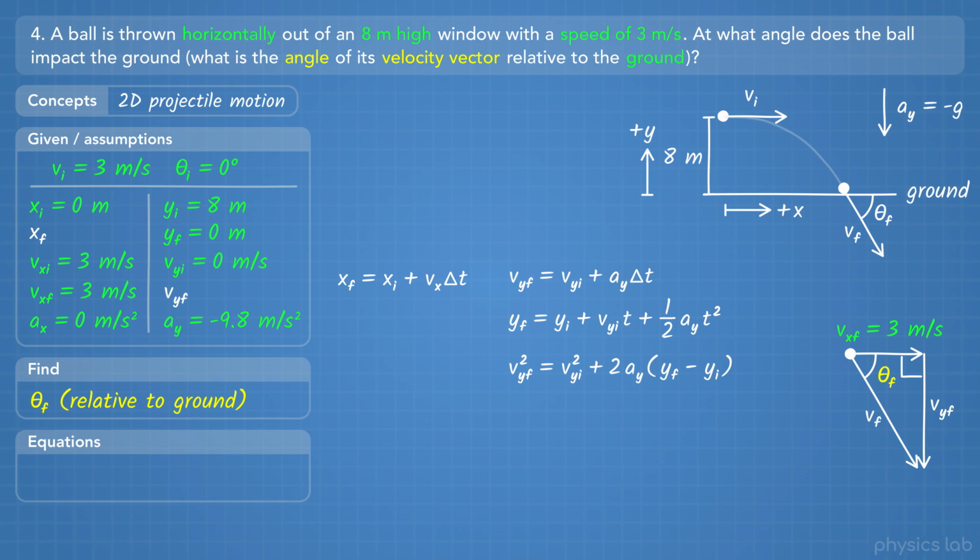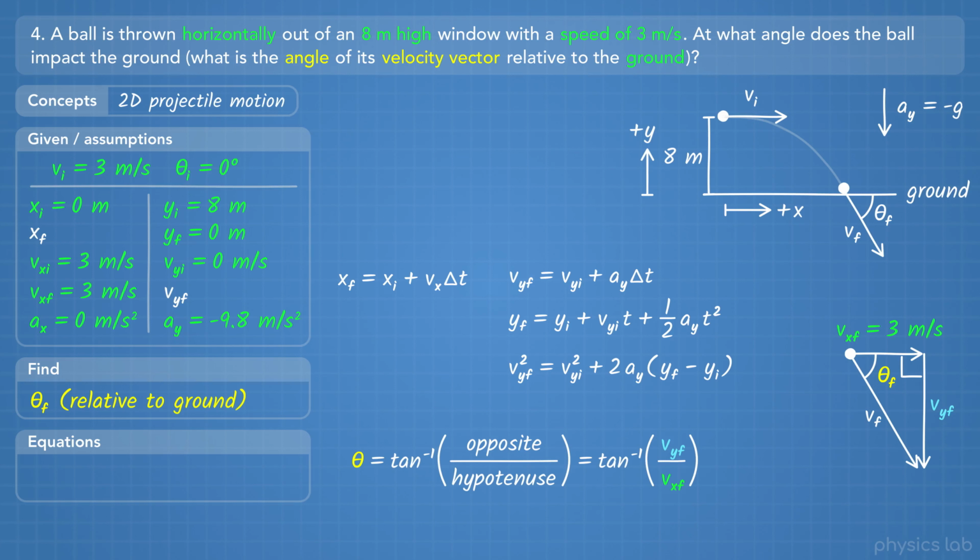Since this is a right triangle, we can use some right triangle trig. If we knew the final y velocity, we could use the inverse tangent function to find the angle. Or if we knew the magnitude of the final velocity, which is the hypotenuse, we could use the inverse cosine function. But we would need to find the y component anyway in order to find the hypotenuse. So let's find the final y velocity and then use the inverse tangent function to find the angle.